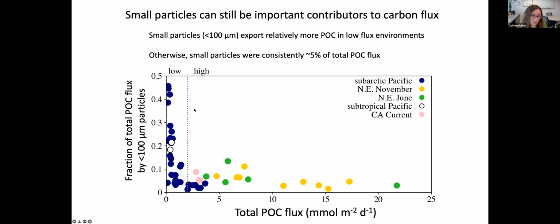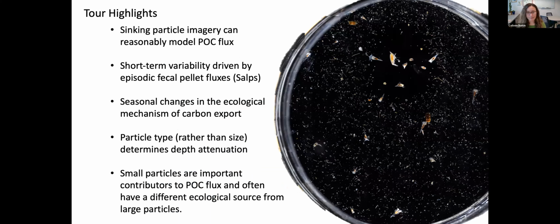But once we get to these really low flux locations and samples, less than 2 millimoles of carbon per meter squared per day, the small particles start to compose a much larger fraction of the carbon export. On average, this is 19% of the POC flux, but you can see some samples where it's almost getting up to 60%. So they're important contributors. So that's the end of our tour.